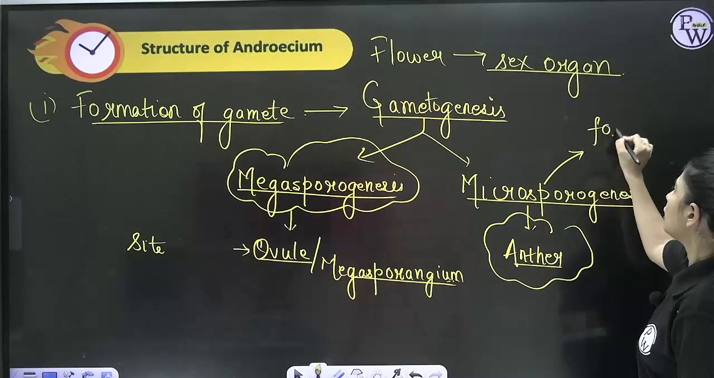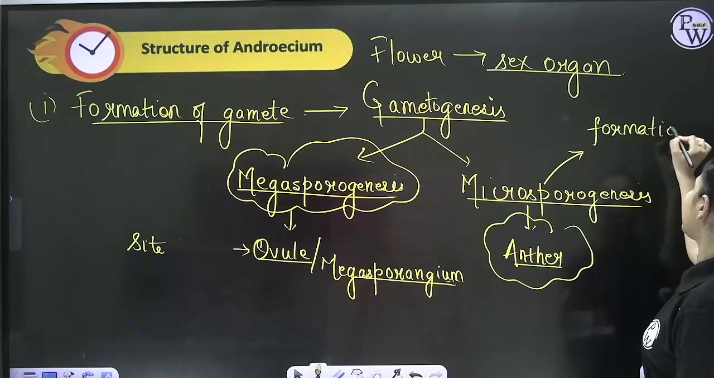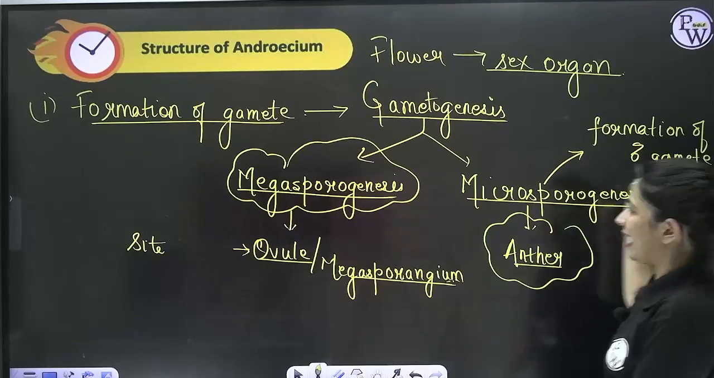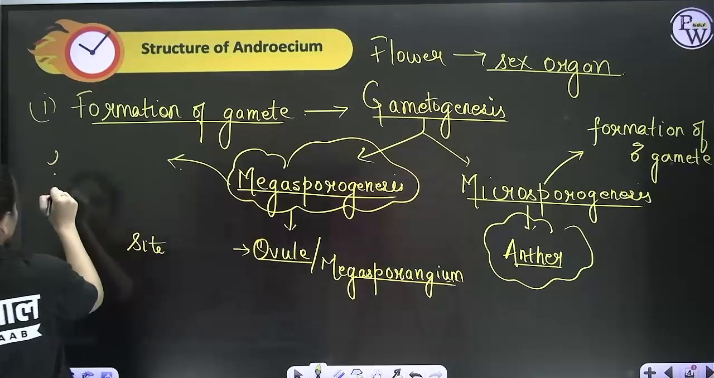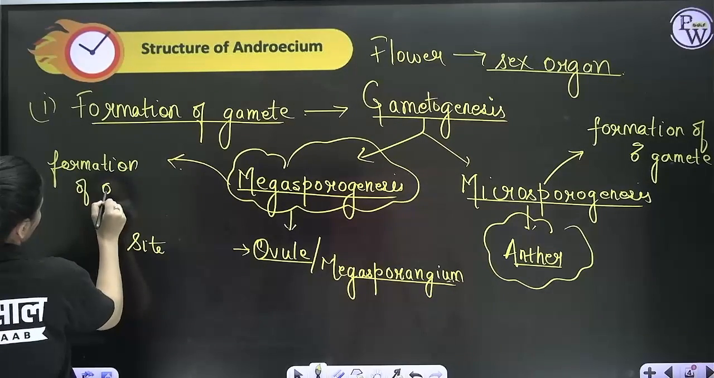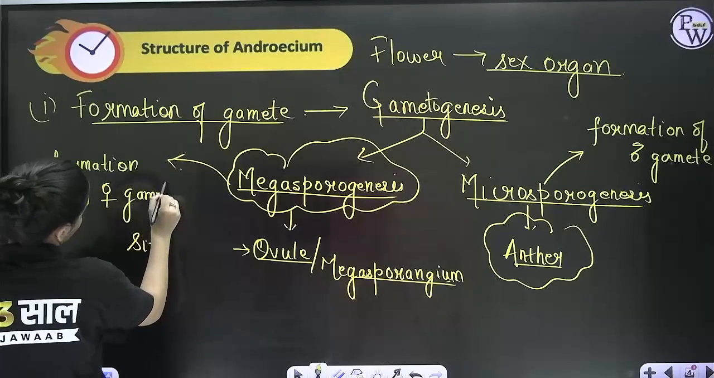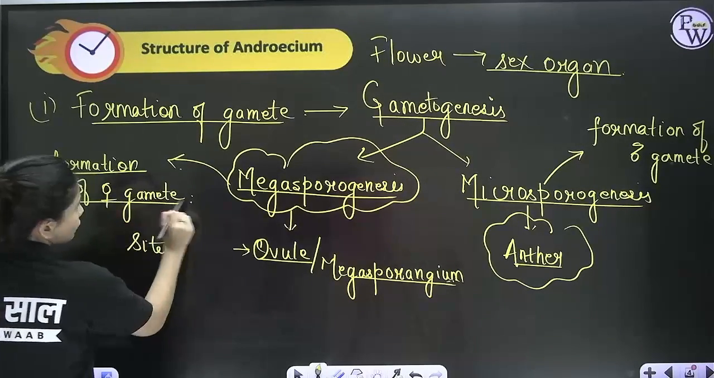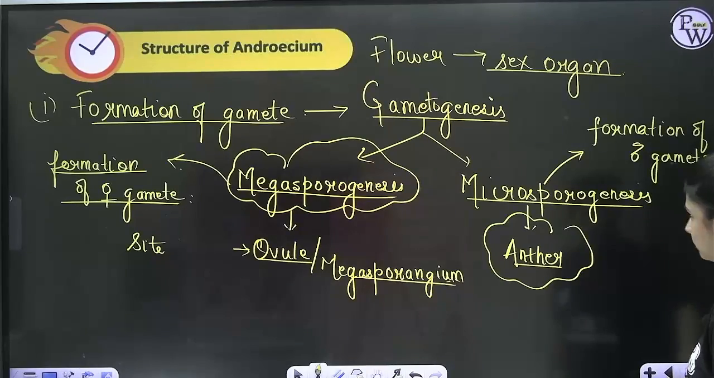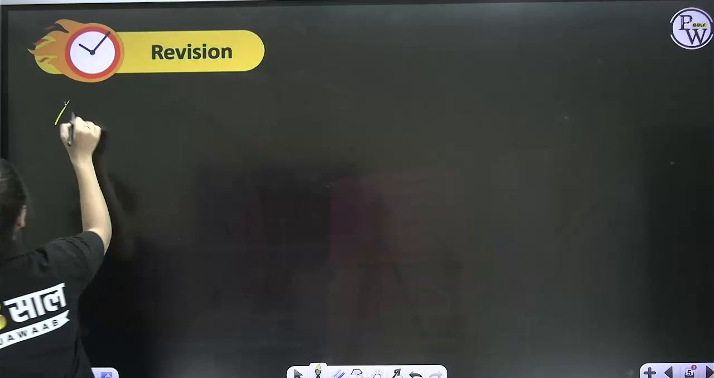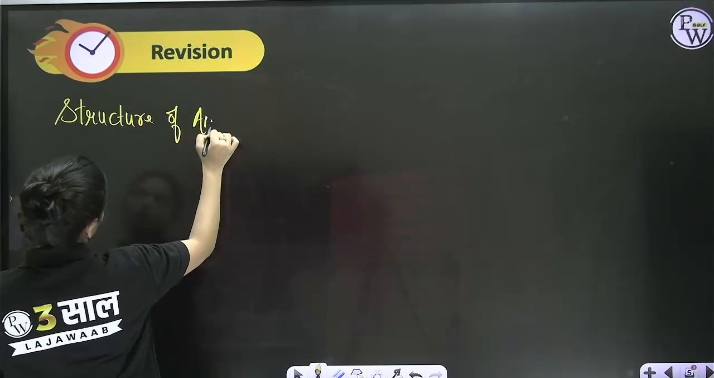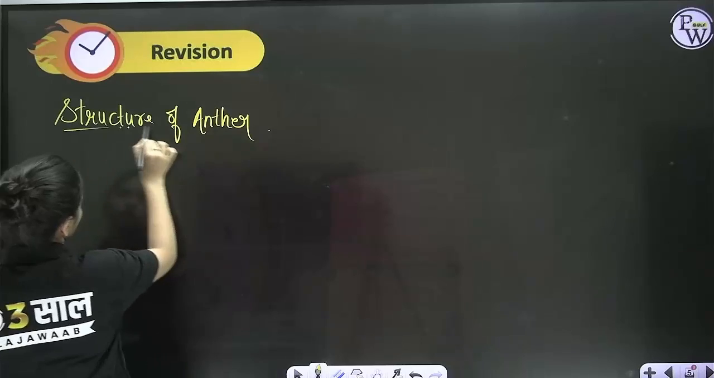Starting first with the structure of anther. Microsporogenesis is basically formation of male gamete. So I'm writing it again over here. Whereas megasporogenesis is basically formation of female gamete. Correct? Right? Chalo. Proceeding further, structure of an anther, so that you can remember where this process is going to take place.